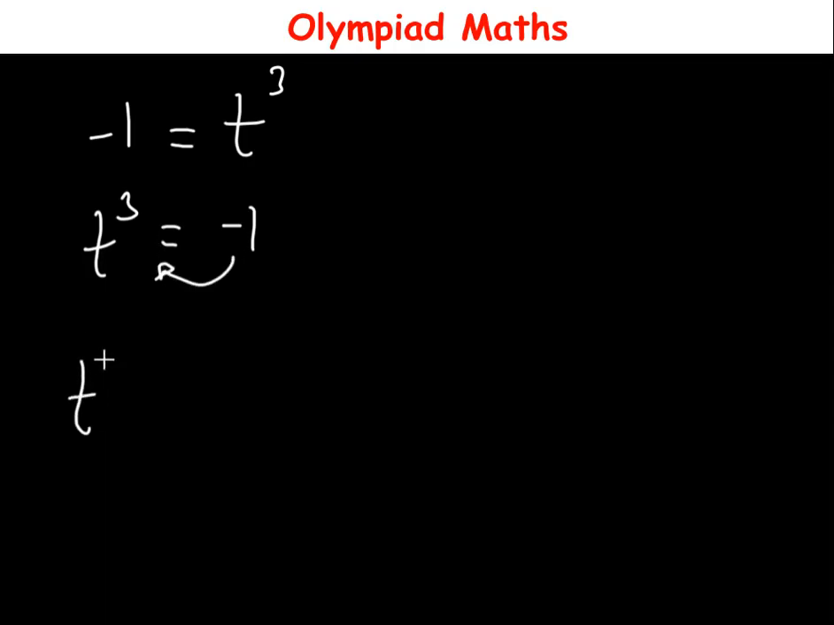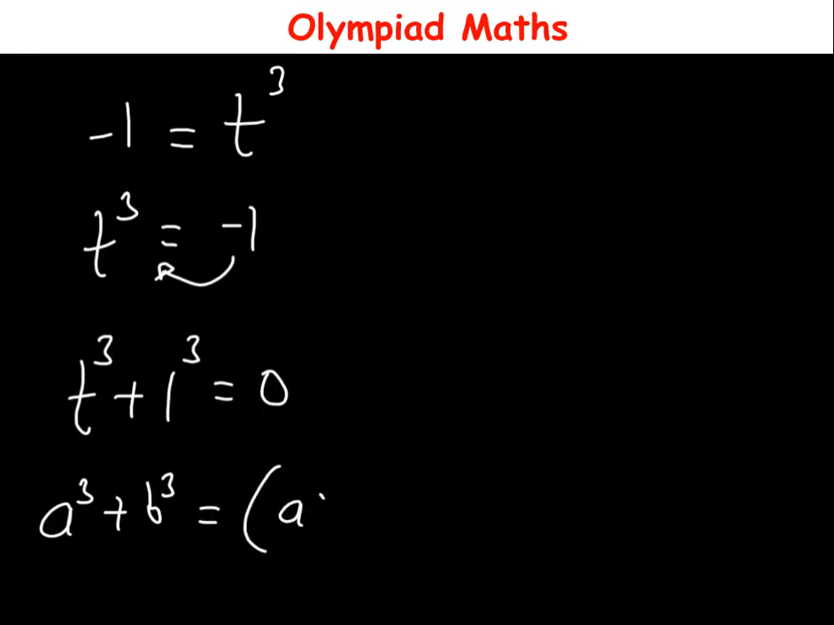This then becomes t raised to power 3, then if minus 1 crosses the equal sign, it becomes plus 1, is then equal to 0. Now this 1 can still be written as 1 raised to power 3, because 1 to the power of 3 is still 1. And from here, what we have is the sum of two cubes. If you have a raised to power 3 plus b raised to power 3, this is equal to a plus b all multiplied by a squared minus ab plus b squared.